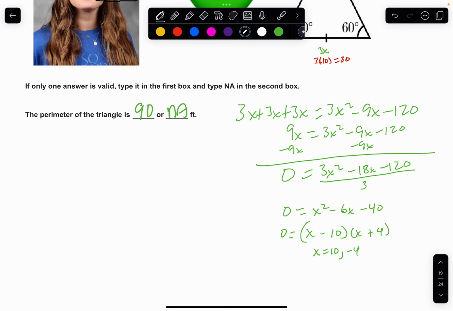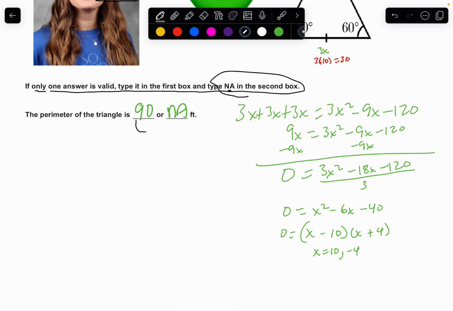So it says, if only one answer is valid, type it in the first box. Type NA for not applicable to the second box. Like we don't need the second box. 90 is the answer, and there's only the one.